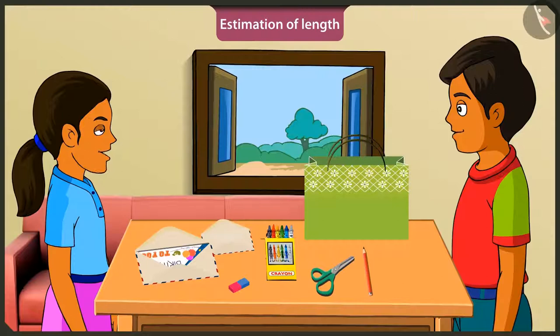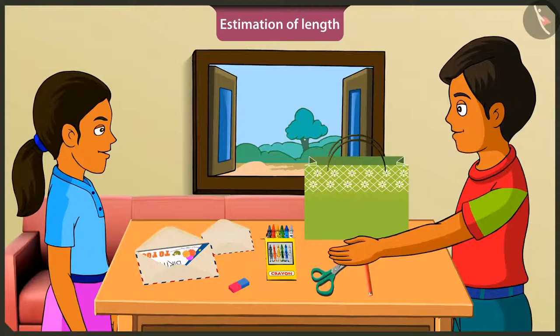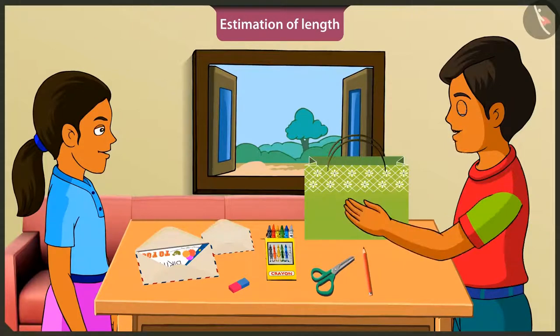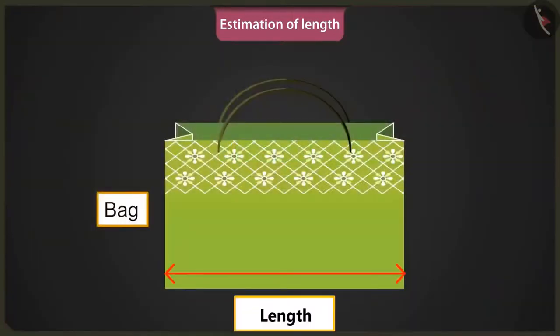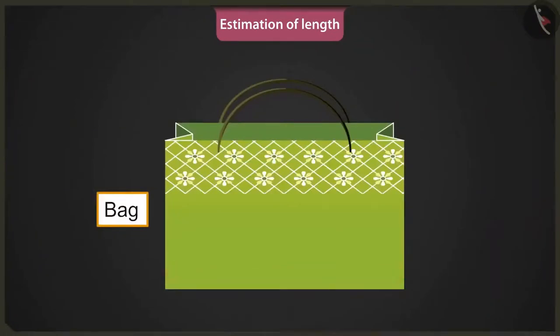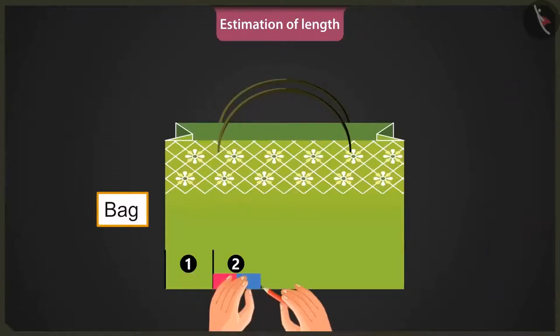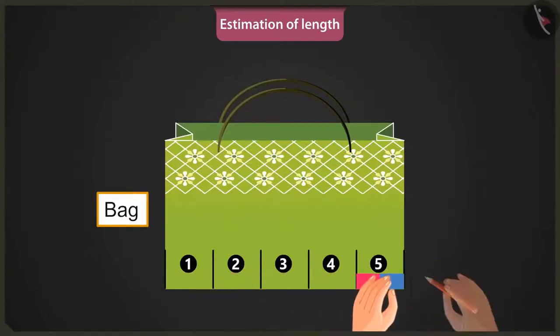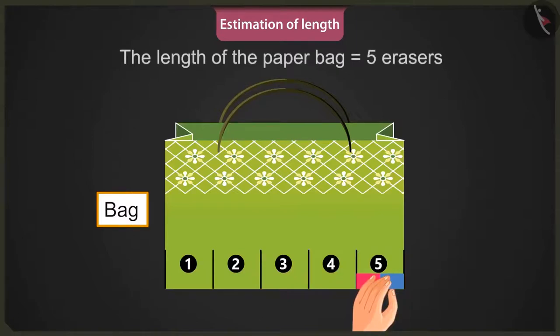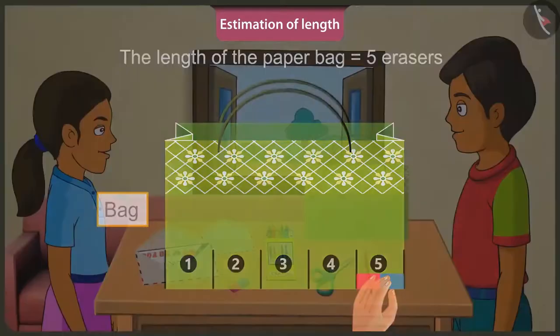Wow, brother! This is really interesting. Now, considering this rubber a unit of measuring the length, determine the length of this paper bag, okay? To measure the bag's length, place the rubber at one end of the bag. So it will be 1, 2, 3, 4, and 5. The length of this paper bag is 5 erasers.